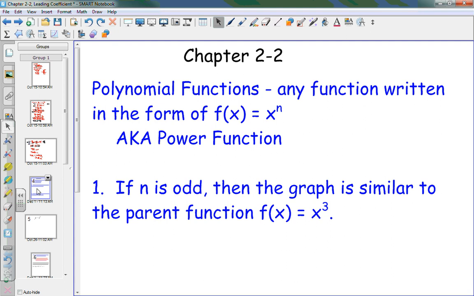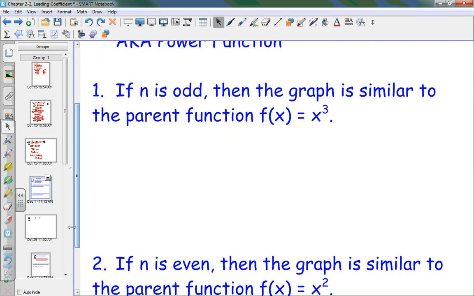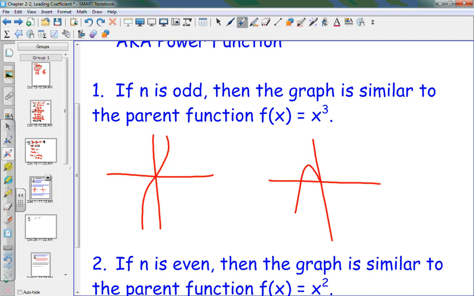Okay? Now, if n is odd, then the graph is similar to the parent function x cubed. What does this mean? x cubed, there are two graphs of it. x cubed looks like what? It's a spaghetti function. Meaning, it looks like a piece of cooked spaghetti thrown up against the wall, correct? Another graph of x cubed is going to be something that looks like that. Okay?